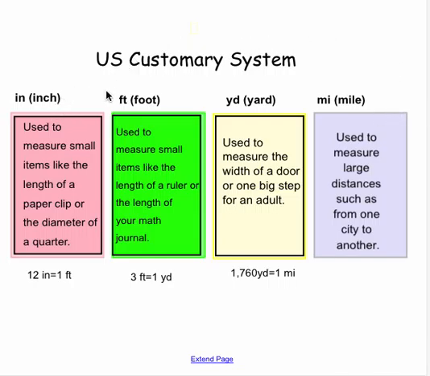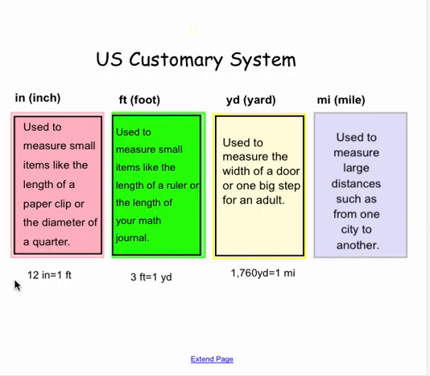If we get a little bit larger, we have the foot, which is used to measure small items like maybe the length of a ruler or the length of your math journal. A yard, which is bigger yet, used to measure the width of a door. And finally, the biggest one that we're going to use, at least here to talk about, is the mile. And that is used to measure large distances from, as you mentioned before, like one city to another. So you can see some of these are kind of coming in from before, same objects, just a different system of how we're going to measure them.